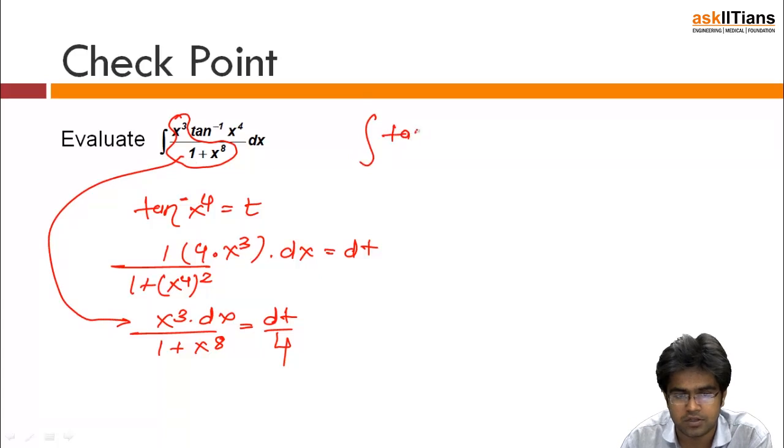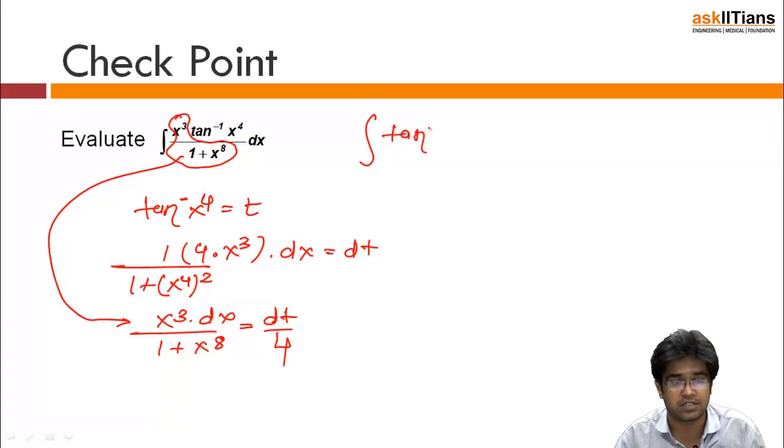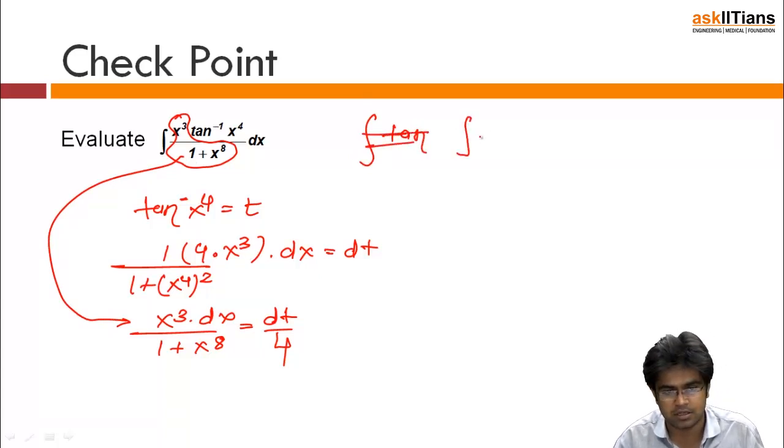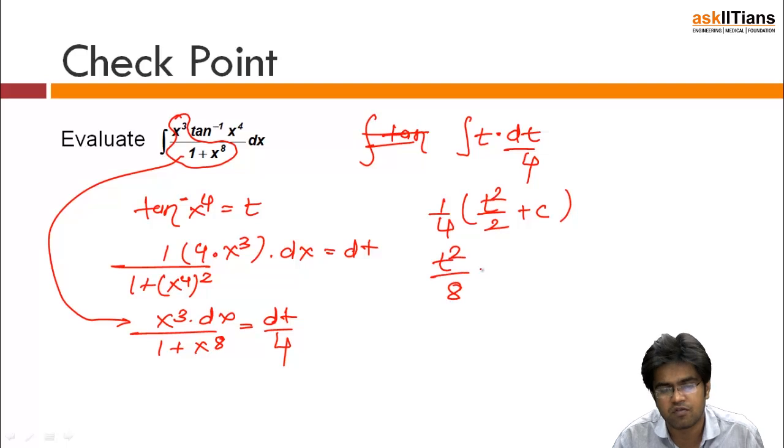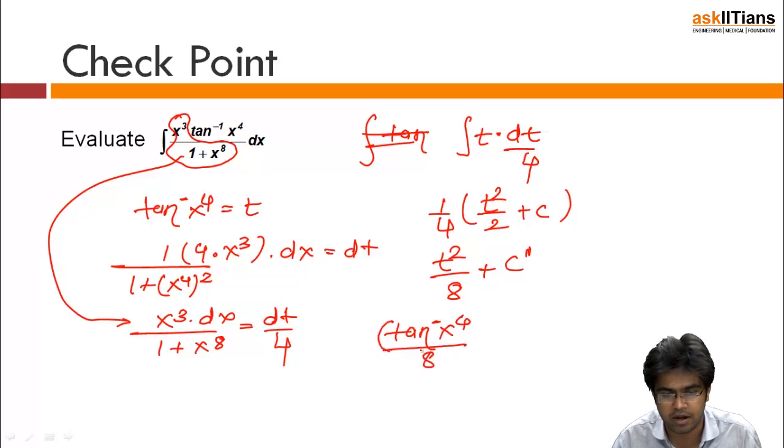The integral now transforms into tan inverse, so I have put tan inverse of x to the power 4 as t. That means it says t into dt by 4, so 1 upon 4 times the integral of t, which is t square by 2 plus a constant. So that is t square by 8, and then c by 4 is again, let's say, a new constant c dash. Do the back substitution: t is actually tan inverse of x to the power 4, so tan inverse of x to the power 4, squared, divided by 8, plus c dash.